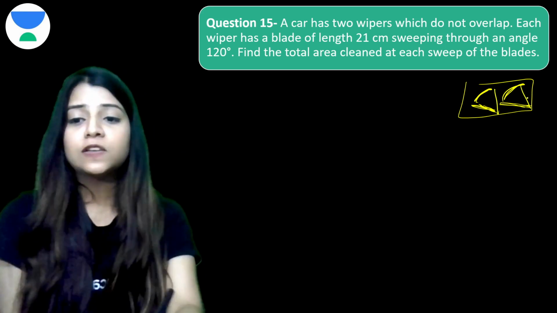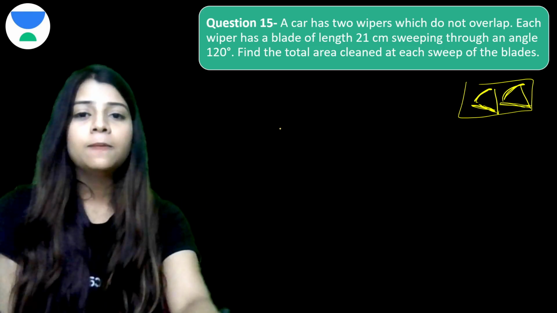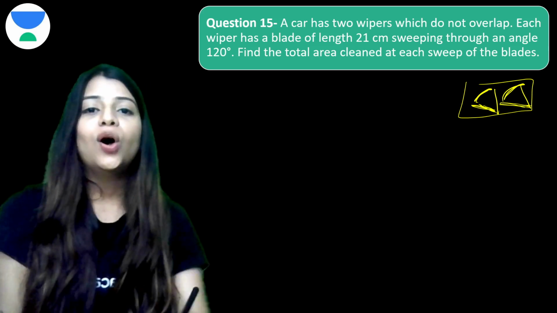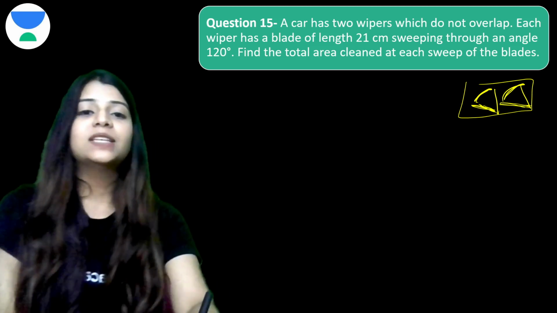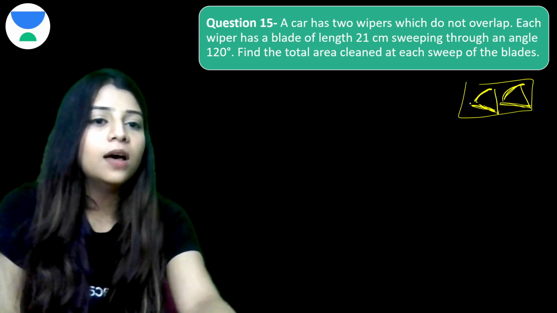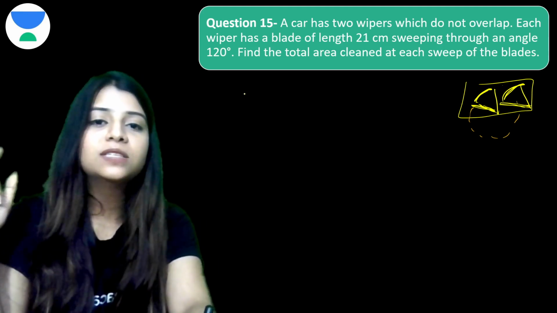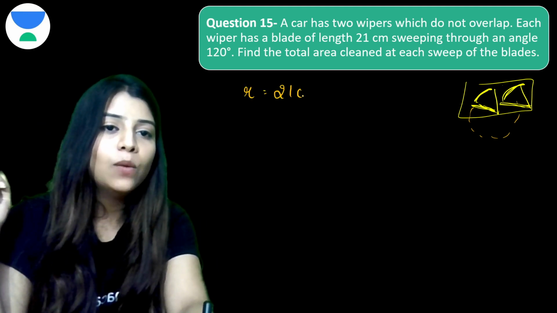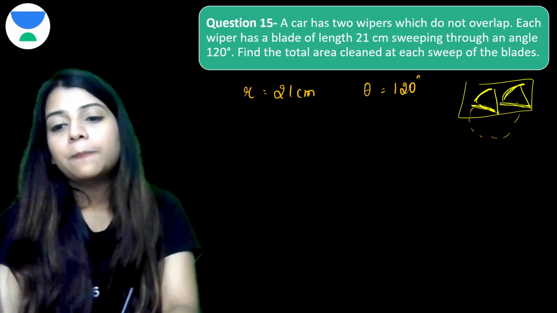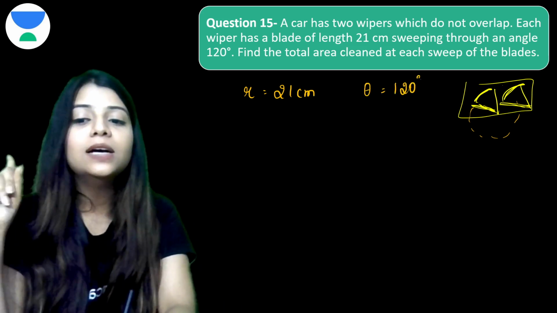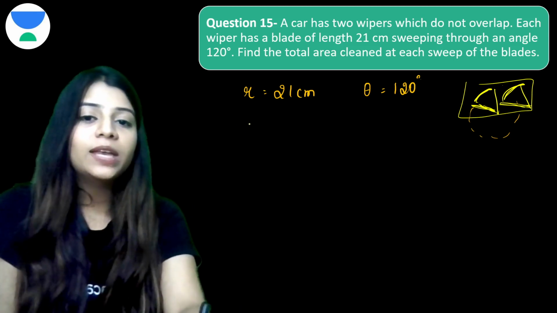That is a sector of a circle, and we know that the area of a sector of the circle we can easily calculate. So what is given: a car has two wipers which do not overlap. Each wiper has a blade of length that will form, if I take it as a circle, the radius, which is given to be 21 centimeter. Angle theta is given to us as 120 degree. What we have to calculate is the area swept by the wipers. All right, so it's very easy.